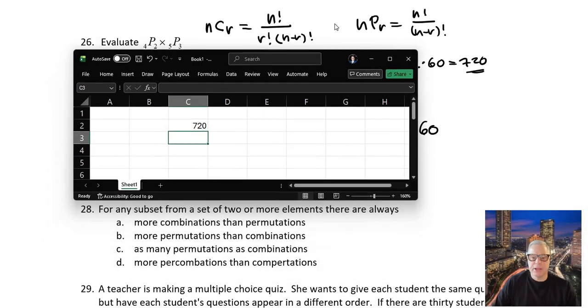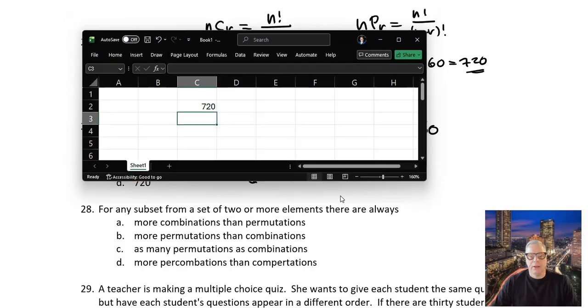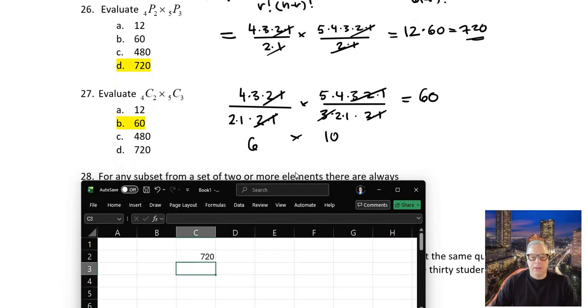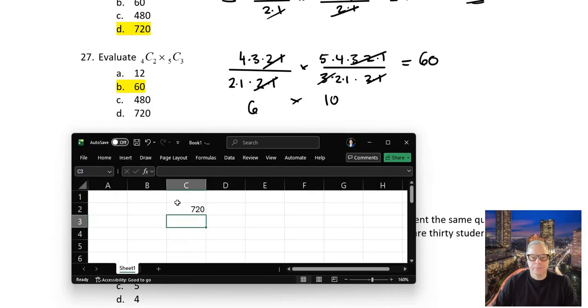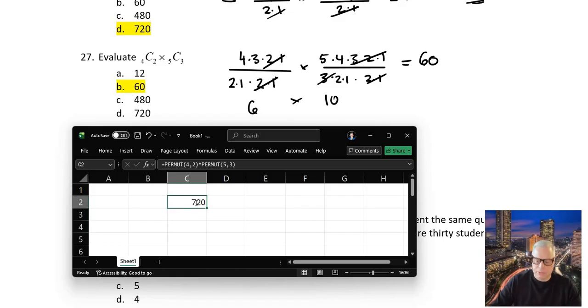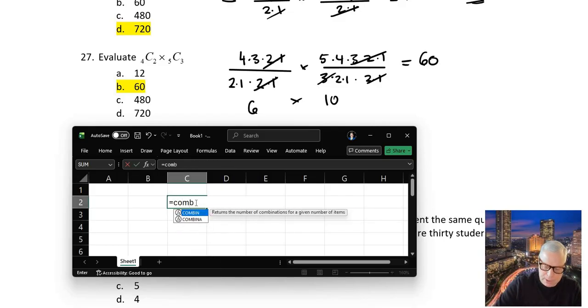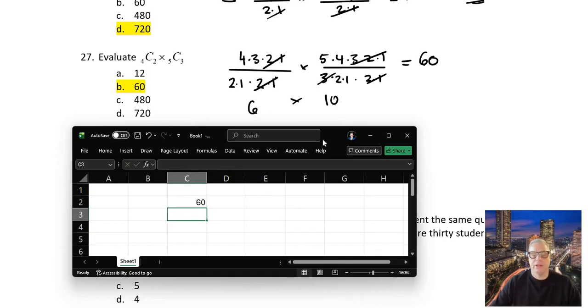Again, let's double check in Excel. So now we can write equals COMBIN, 4 choose 2, times COMBIN, 5 choose 3, and that's 60.